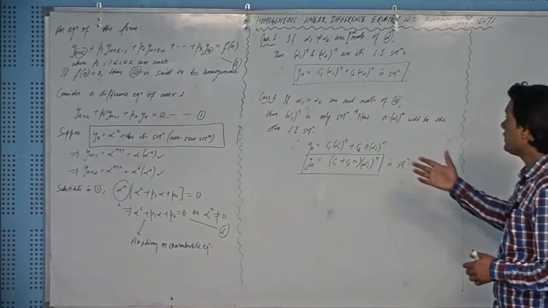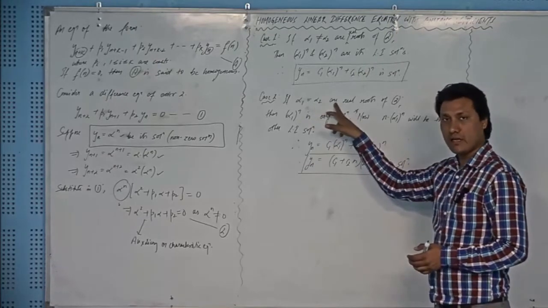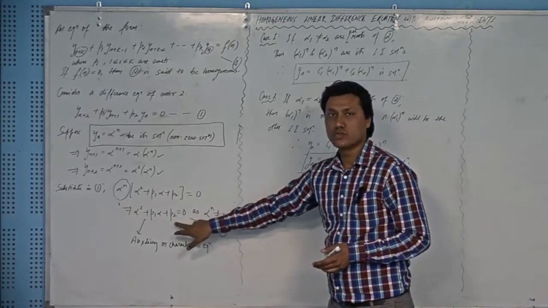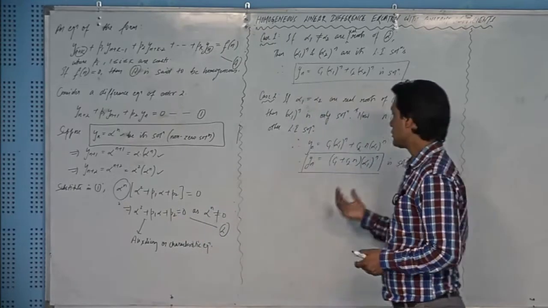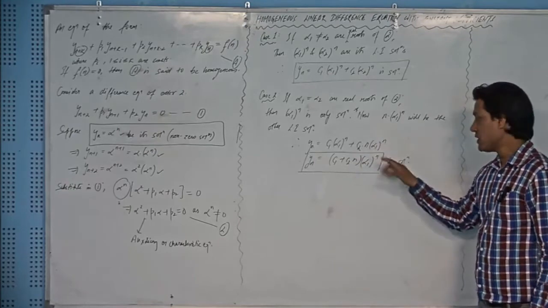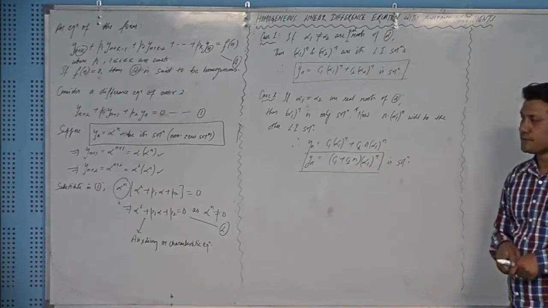Okay, and if we have three roots, alpha 1 equal to alpha 2 equal to alpha 3, obviously my auxiliary equation should be cubic in nature, and in that case the solution should be written as (C1 + C2 n + C3 n square) multiplied by alpha 1 to the power n, right?